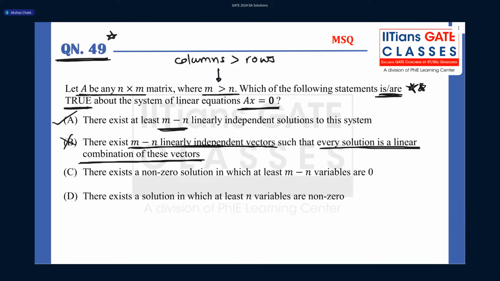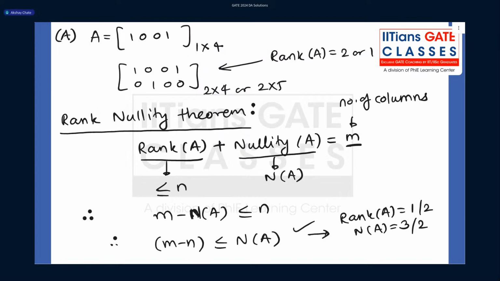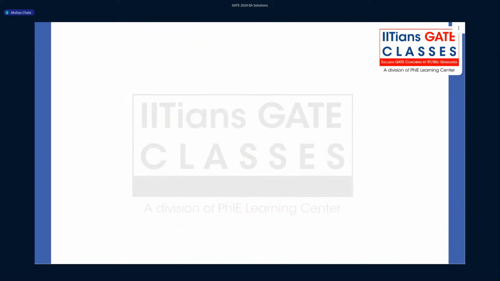So now option C, which says there exists a non-zero solution in which at least m minus n variables are 0. Here you cannot use theorems and all. What you have to do is be smart about this. So let's say again we'll go with some examples so that things become easy. Your option C says there exists a non-zero solution in which at least m minus n variables are 0.